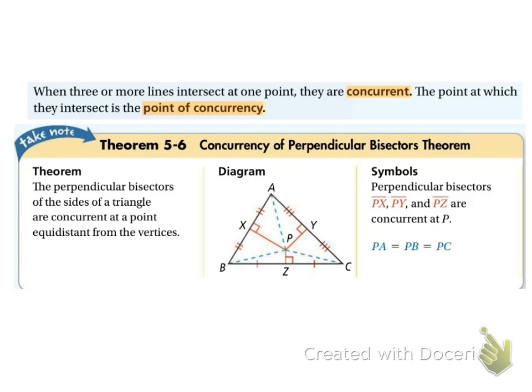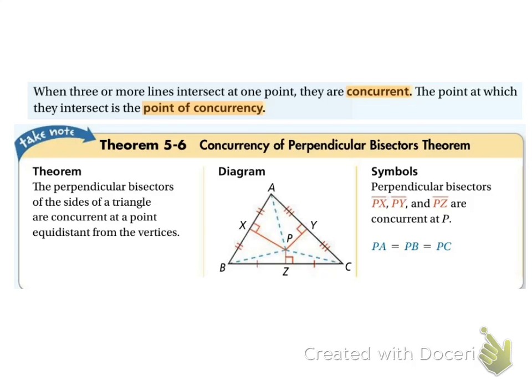Okay, this is 5.3 of geometry. When three or more lines intersect at one point, they are concurrent. And the point at which they intersect is called the point of concurrency. So when three lines intersect at one point, they are concurrent, and the point at which they intersect is the point of concurrency.